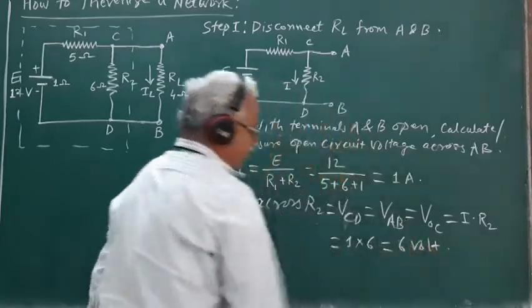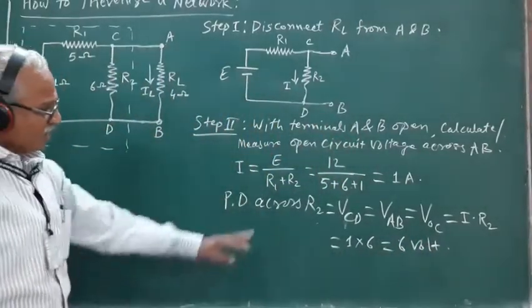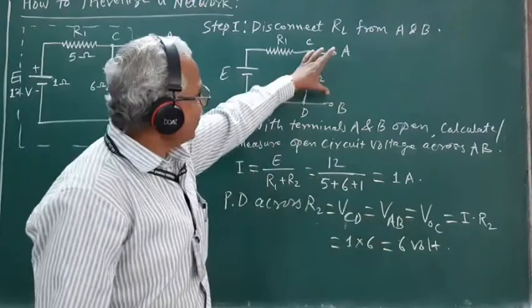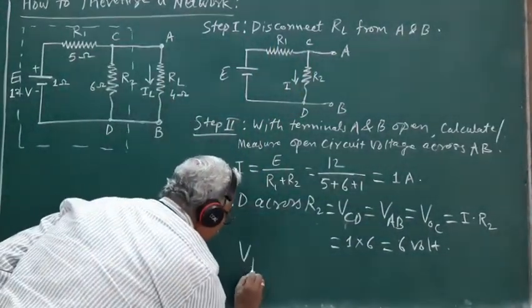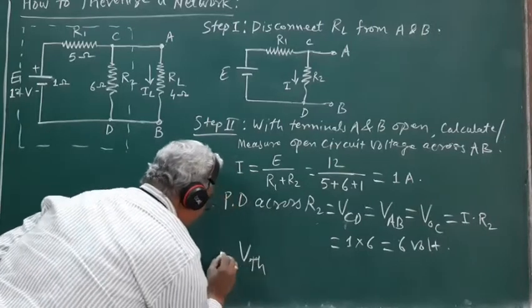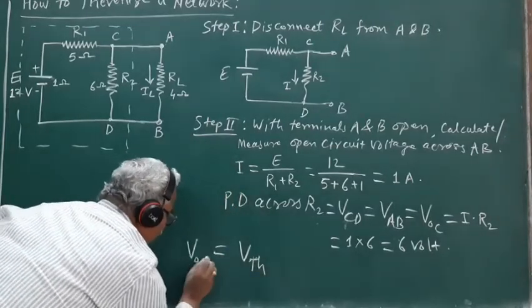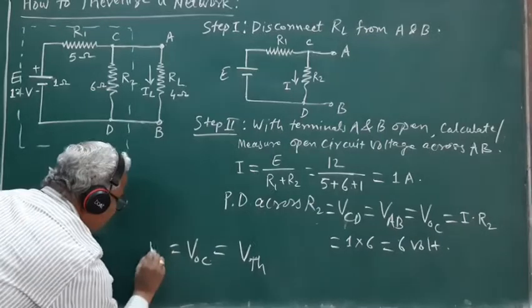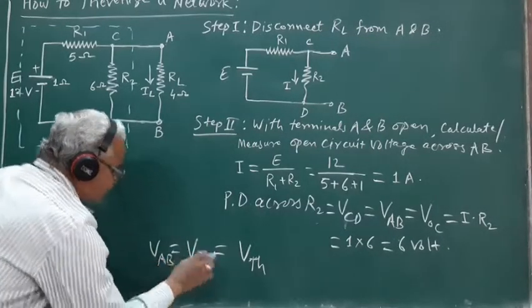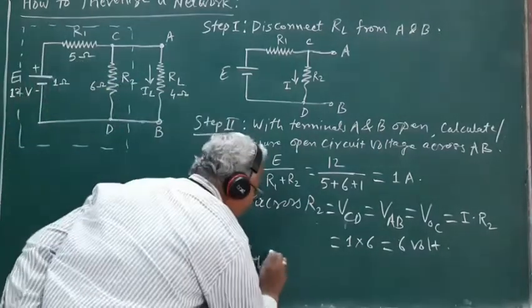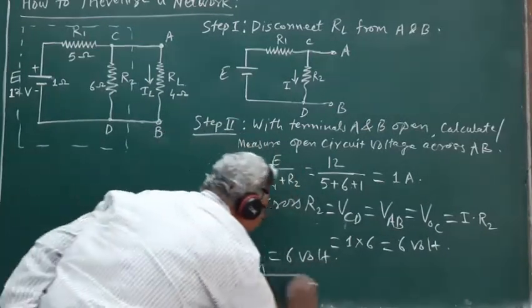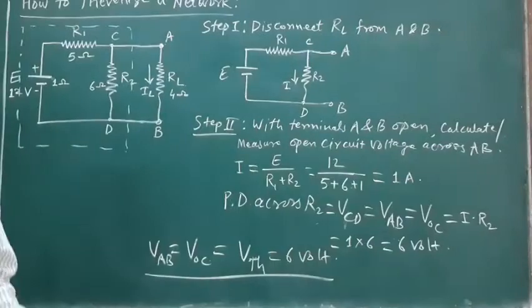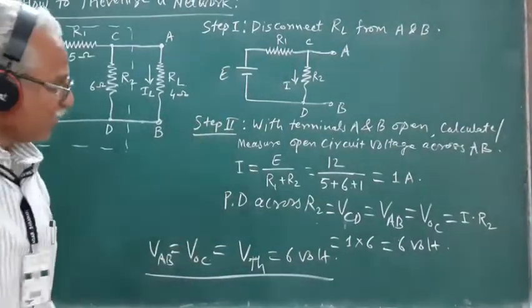And as per definition, this open circuit voltage across the terminals A and B is nothing but the value of VTH. So VOC or VAB is nothing but equal to VTH, and this is equal to 6 volt. So we have obtained the value of VTH in this second step.